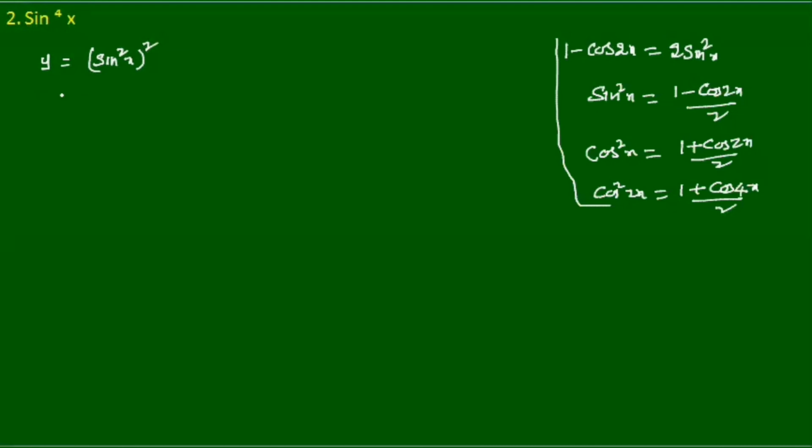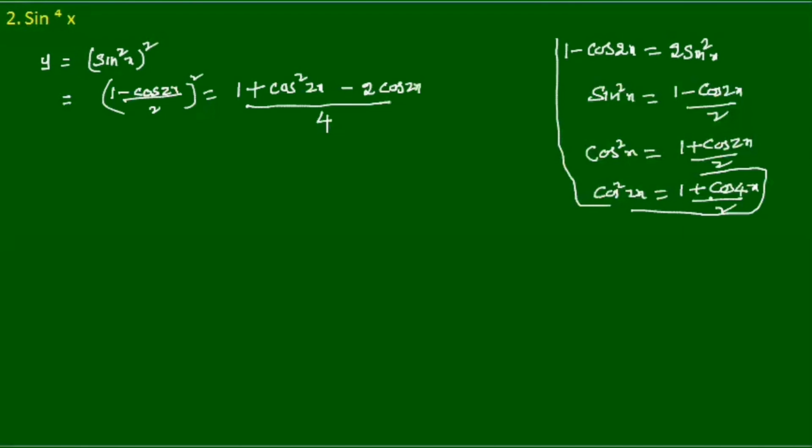We'll move to the problem now. How to learn these formulas in order to complete this problem. So y is equal to 1 minus cos 2x by 2 whole square. That's the sin square x formula. So squaring, I can write 1 by 4 as the denominator. So 1 plus cos square 2x minus 2ab is 2 cos 2x by 4. This is y is equal to 1 by 4 common, 1 plus cos square 2x, whose formula is 1 plus cos 4x by 2, isn't it? Cos square 2x is 1 plus cos 4x by 2 minus 2 cos 2x as it is.